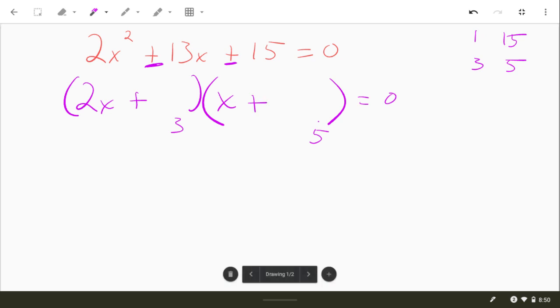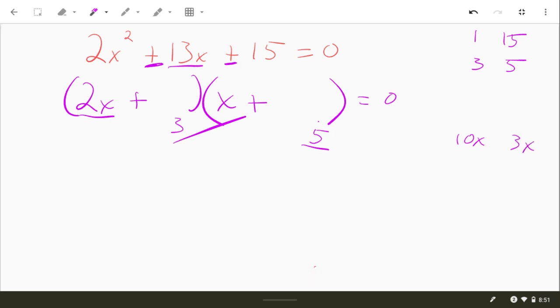All right, let me try this out here. 2x and 5, that would make a 10x. And then in the middle, we got 3x. And that does give us the 13x that we were looking for. So this is the right combination.